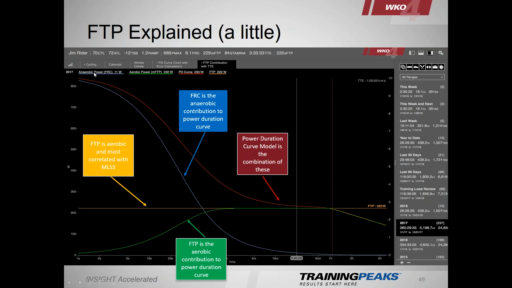So you notice here, 11 anaerobic watts plus 222 aerobic watts equal 233 watts, right? But the reality, FTP is the aerobic portion of that. It's this line. Notice how these two lines align until it begins to drop off right at this time to exhaustion, right before time to exhaustion, to be technically correct.